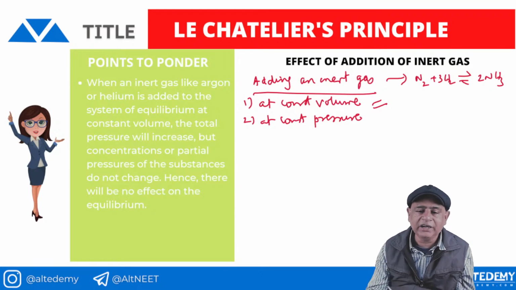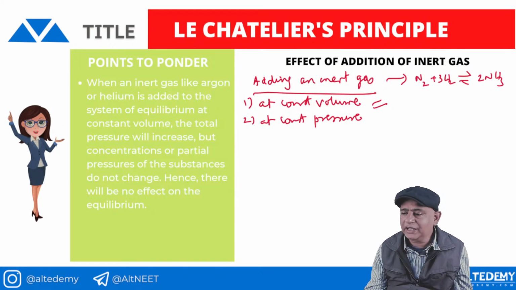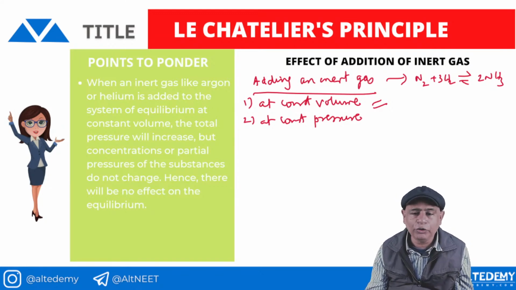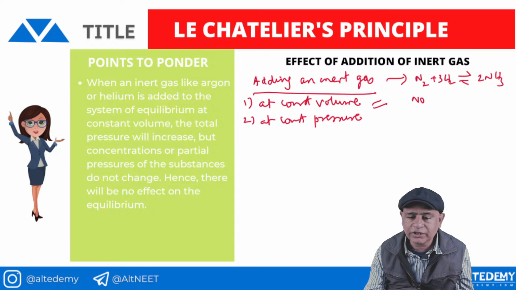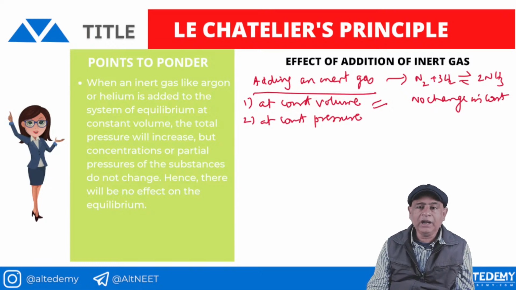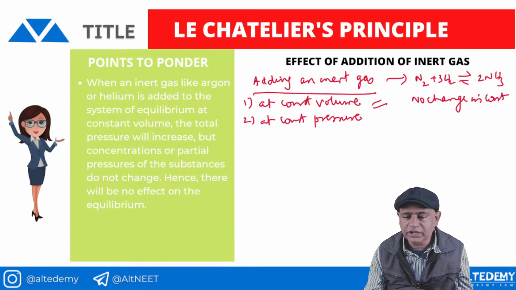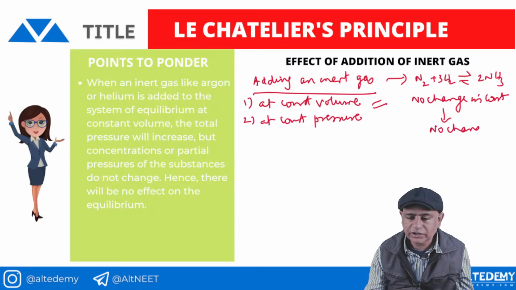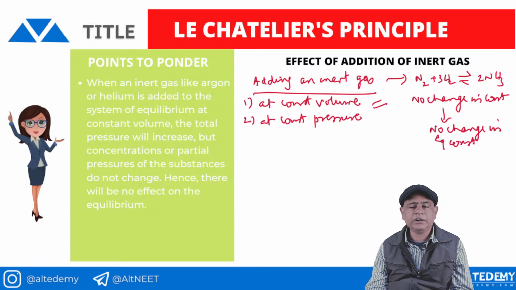Suppose we are adding inert gas at constant volume. If we are adding an inert gas at constant volume, there is no change in concentration. And if there is no change in concentration, there is no change in the equilibrium constant.